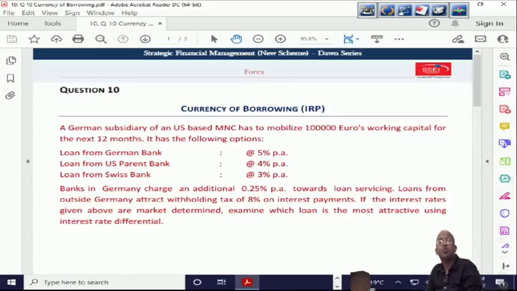The rate charged by the US lender will be 4 by 0.92. I have explained it. If you want to listen again, you can rewind it and listen later on. 3 by 0.92, 4 by 0.92. That's the rate charged by the Swiss and by the US lender. If interest rates given above are market determined, examine which loan is the most attractive using interest rate differential.